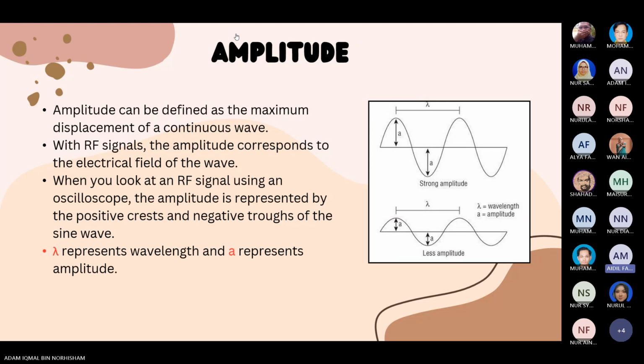Amplitude can be defined as the maximum displacement of a continuous wave. Kalau tengok kat gambar sebelah tu, the amplitude corresponds to the electrical field of the wave. For an RF signal, when you use an oscilloscope, the amplitude is represented by the positive crest and negative trough of the sine wave. Lambda represents the wavelength and A represents the amplitude.